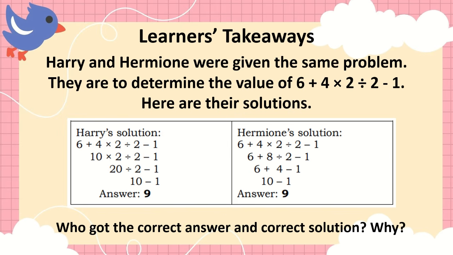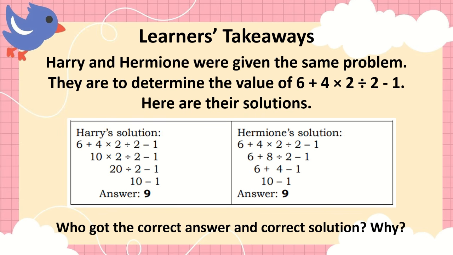For learners' takeaways, Harry and Hermione were given the same problem. They are to determine the value of 6 plus 4 times 2 divided by 2 minus 1. Harry's solution: 6 plus 4 times 2 divided by 2 minus 1. 10 times 2 divided by 2 minus 1. 20 divided by 2 minus 1. 10 minus 1 equals 9.